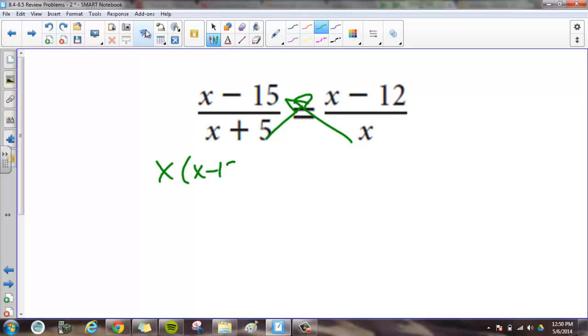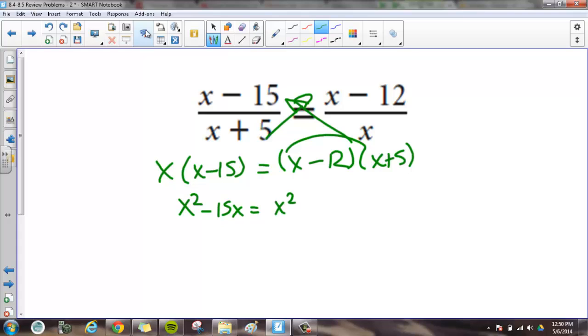Okay, check those mistakes. And we got one last one right here. Cross multiplication right up there. So I got x times x minus 15 equals x minus 12 times x plus 5. So this is really x squared minus 15x equals, this times this is x squared, this times that is 5x, this times this is negative 12x, and that times that is negative 60.